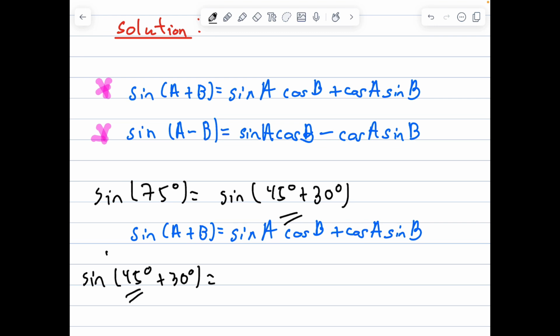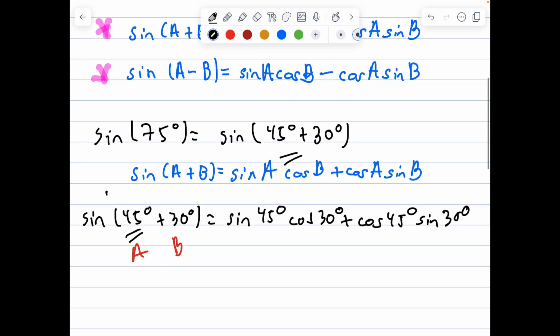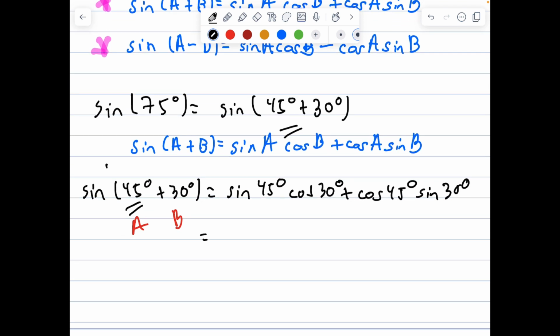So if I apply that here, let me highlight A and B in red. This is going to be the sine of A, which is the sine of 45, so we'll start with that, times the cosine of B, which is 30, plus the cosine of A, which is the cosine of 45, times the sine of B, which is the sine of 30 degrees. And from the unit circle, we know what each of these values are. Sine of 45 is going to be root 2 over 2, or we prefer 1 over root 2. Cosine 30 is root 3 over 2. Cosine 45 is root 2 over 2. And then sine 30 degrees is 1/2.